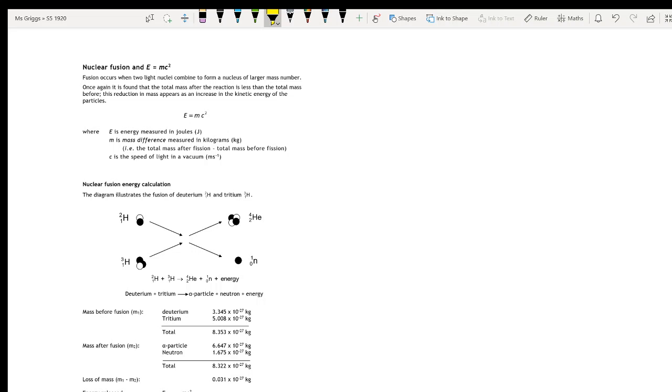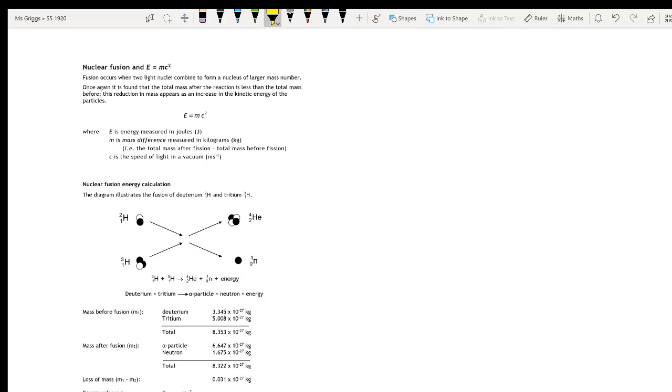Welcome back. So we talked about nuclear fission and using E equals mc squared. You can also use the equation E equals mc squared when we're looking at fusion. And remember, fusion is when two lighter elements, nuclei, fuse together to form a bigger one. Again, we find that the total mass after is less than the total mass before. So you can use E equals mc squared, where E is the energy produced, m is the mass difference, and c is the speed of light.